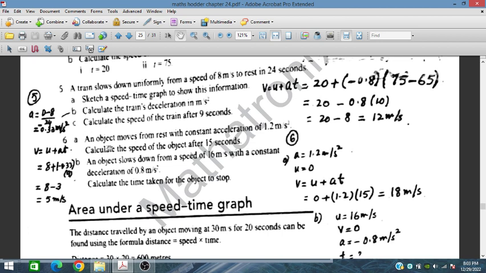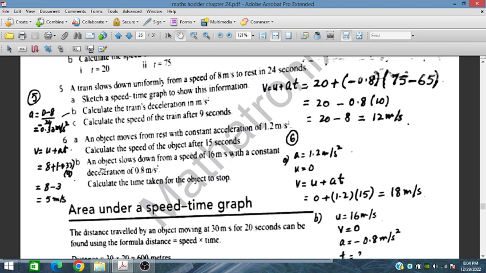And question number 6: an object moved from rest with a constant acceleration of 1.2 meters per second squared. Calculate the speed of the object after 15 seconds. So acceleration is 1.2 meters per second squared. It was initially at rest, u is equal to 0. So v, the final velocity, is equal to u plus at, and the initial velocity is 0, acceleration is 1.2 meters per second squared, and time is 15 seconds. So the final velocity is 18 meters per second.